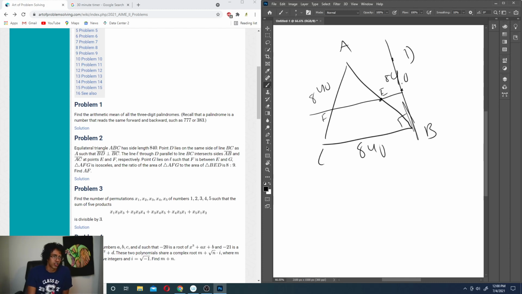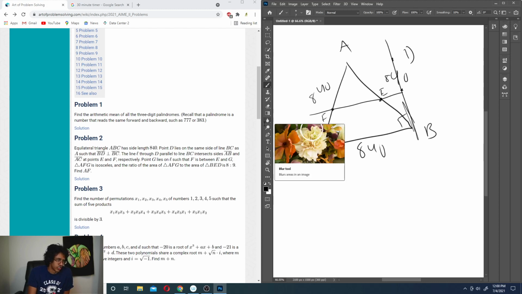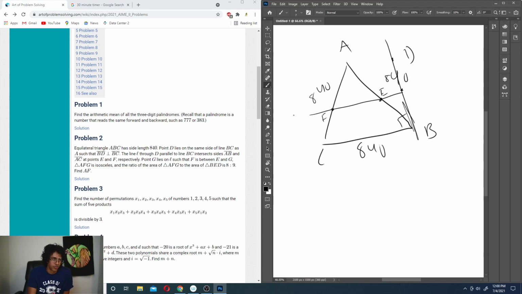Alright, point G lies on line L, so this is L, such that F is between E and G, so it's like somewhere here, and AFG is isosceles. Holy moly, how did that even work? AFG. F is between E and G. Did I draw this wrong?